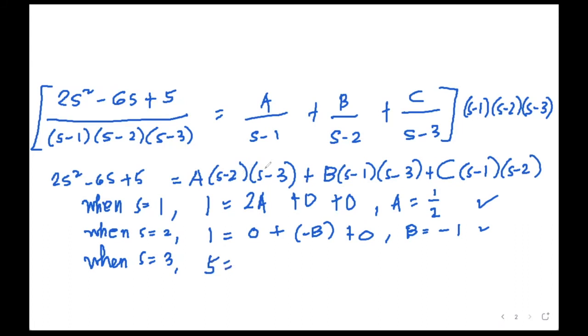First term, so 3 minus 3 is 0. So 0 yung first term. Second term, 0 din siya. And for the last term, you have 3 minus 1 is 2. And 3 minus 2 is 1. So 2 times 1 is 2 times c. So that is plus 2c. So the value of c is equal to 5 over 2. Now we have the constants. 1/2, negative 1, tsaka 5/2.